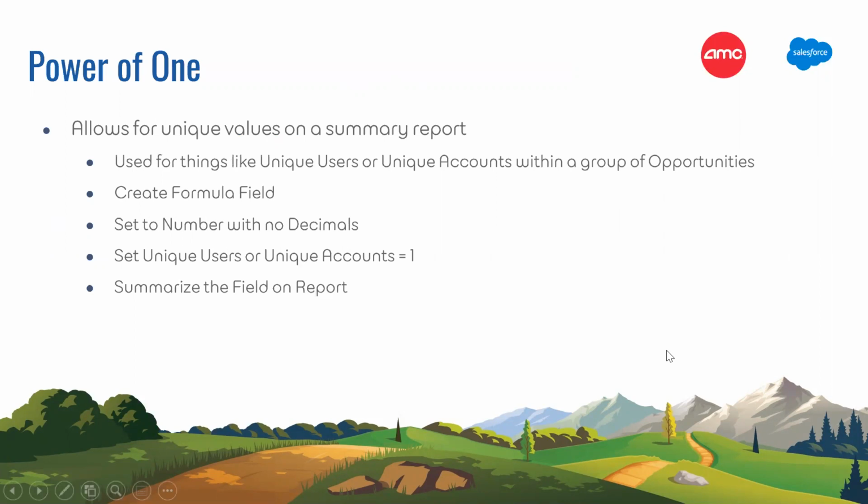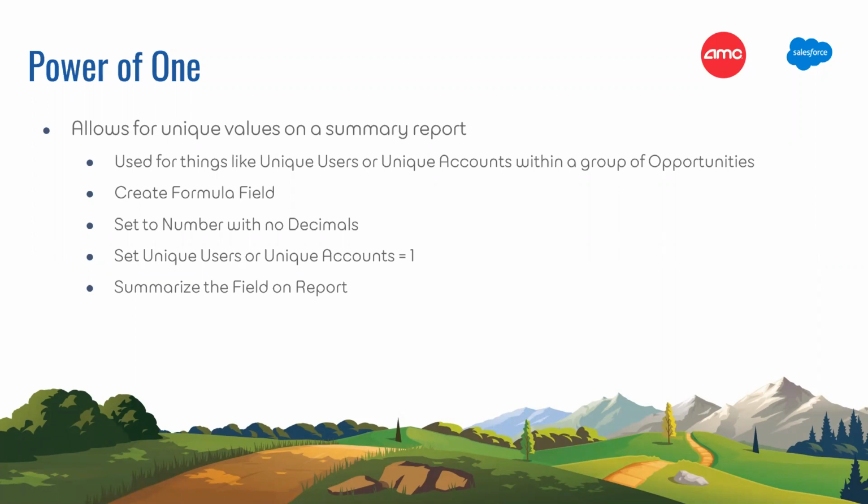Last thing, they had a little section on power of one. This is a way to look at unique values for a summary report. So you could look at unique users or unique accounts within a group of opportunities. So you create a formula field where the entire formula is just the field equals 1.